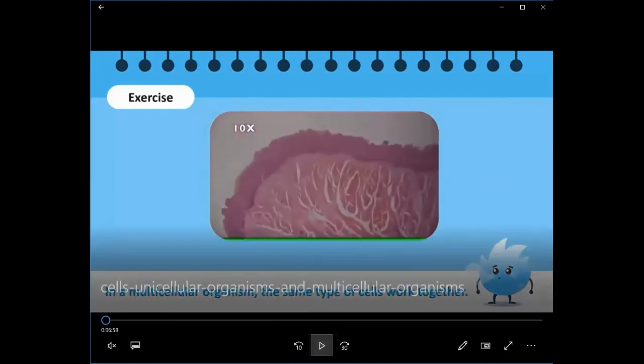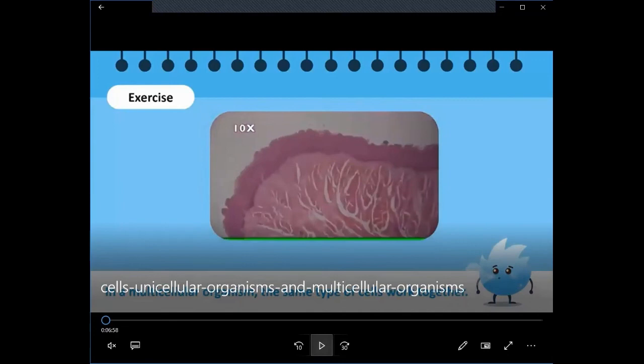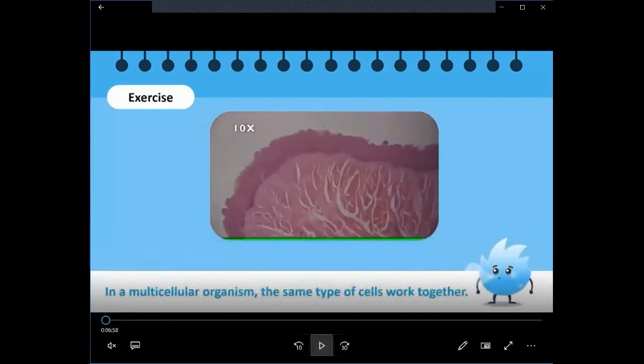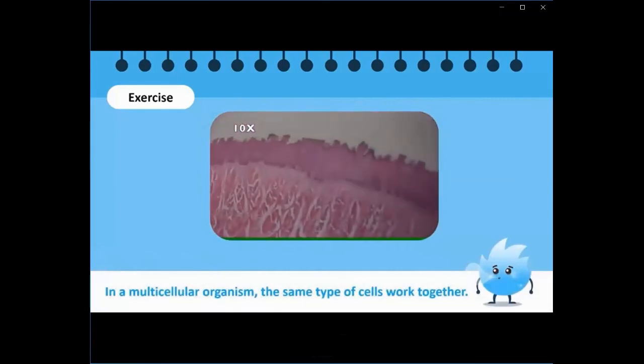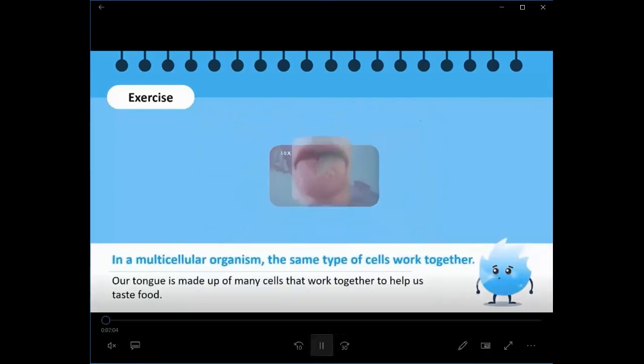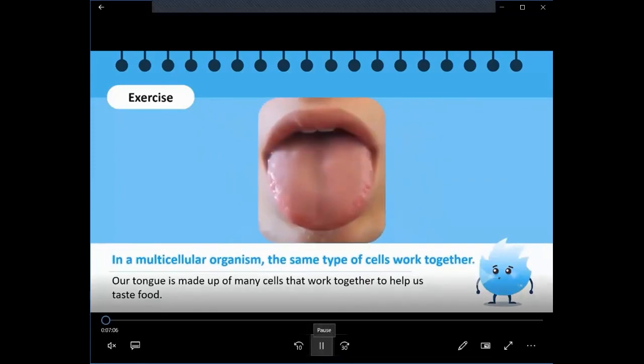The one that you can see on the screen is how the cells in our tongue look under the microscope. These are made up of many cells. In a multicellular organism, that means the same type of cells work together. Our tongue is made up of many cells that work together to help us taste food.